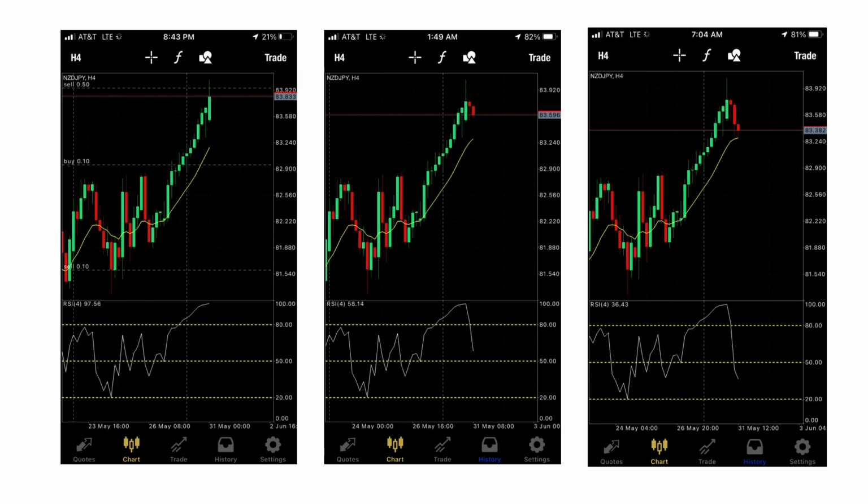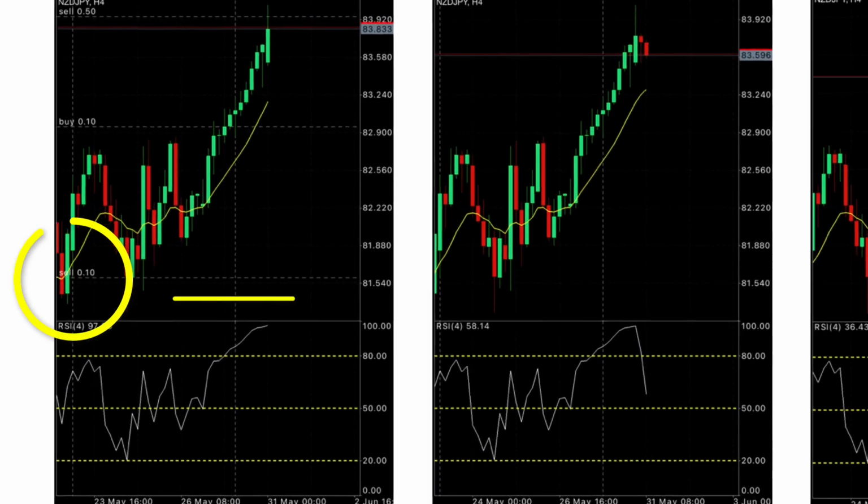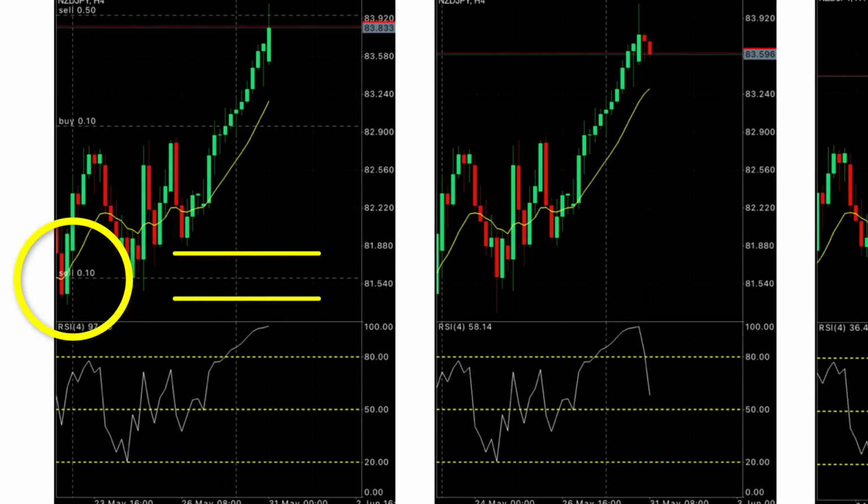But from left to right, screen image 1, 2, and 3 as the price progressed. You can see over here on the left, my original sell at 0.1. It's basically at the bottom of the screen. And below that, I have an indicator called the RSI or Relative Strength Index, and I have it at a setting of 4.